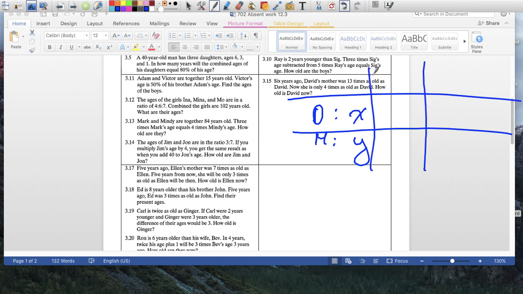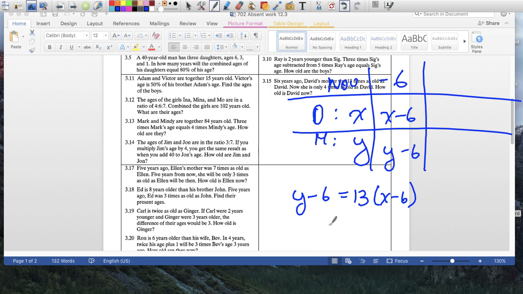We don't have enough information, so 6 years ago will be X minus 6, Y minus 6, and then now she's only 4 times as old as David. So 6 years ago, David's mother's age, which is represented by Y minus 6, was 13 times as old as David. 13 times X minus 6. Now, so this is a now, she's only 4 times as old as her son. How old is David now?